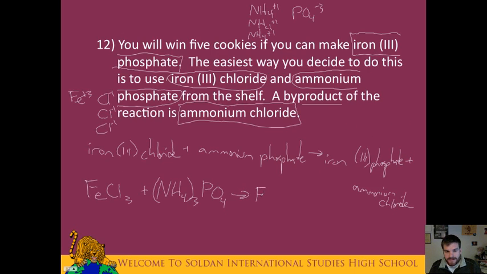And that's going to make iron 3 phosphate. Iron is Fe, phosphate is PO4. Check the charges. Iron's a +3, phosphate's a -3, so that's good. Polished. And ammonium chloride, ammonium is NH4, chloride is Cl. Check the charges. Ammonium's a +1 and chlorine's a -1, so this is good to go.